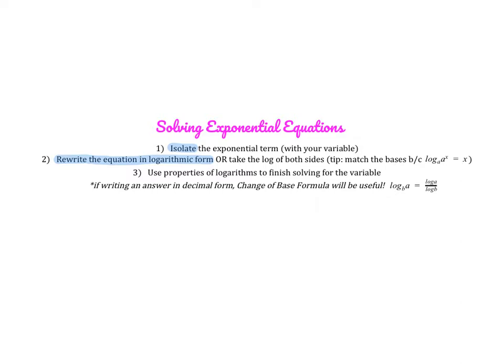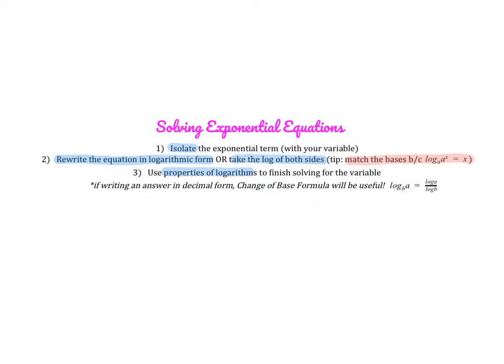So we have two options, and I'll show you both: rewrite, or we can take the log of both sides. So when you take the log of both sides, you can pick whatever base you want for your logarithm as long as it's the same on both sides. So a little tip, it's really helpful to match the base of your logarithm with the base of your exponential expression, because it simplifies away really nicely. So after you've either rewritten or taken the log of both sides, we keep simplifying. We're going to use some of those properties that we just practiced, and then we should be good to go.